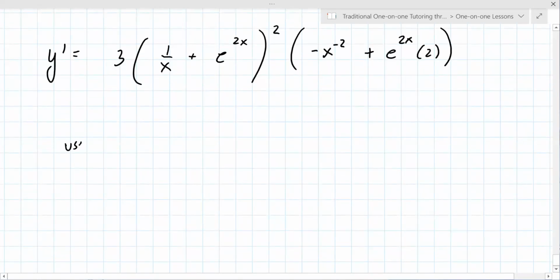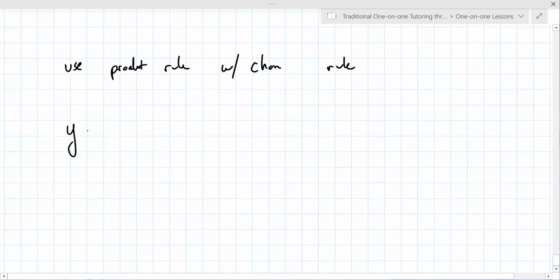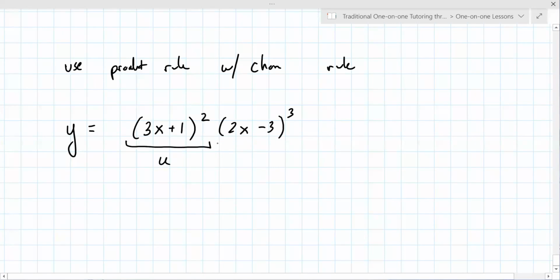We can use product rule with chain rule. Okay. So let's do a couple examples of those. Let's say y equals 3x plus 1 squared times 2x minus 3 cubed. So this whole thing is your u, and this whole thing is your v.